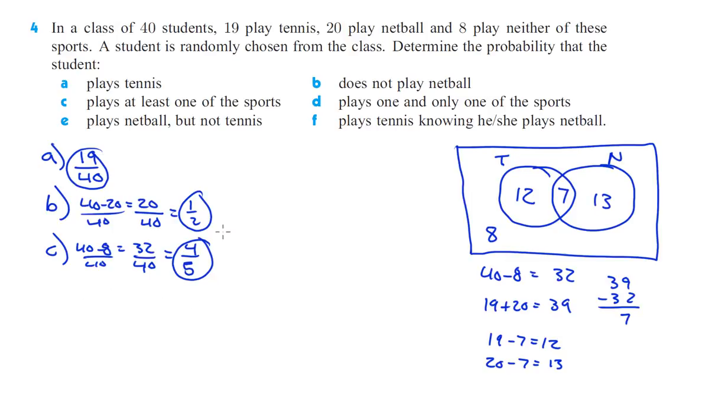And then let's do D. Plays one and only one of the sports. So now there's 12 people that just play tennis, and there's 13 that play just netball. So that's going to be 12 plus 13 out of the 40. So that's 25 out of 40. Those are both divisible by 5. So that would be 5/8 of the people play only one of the sports.